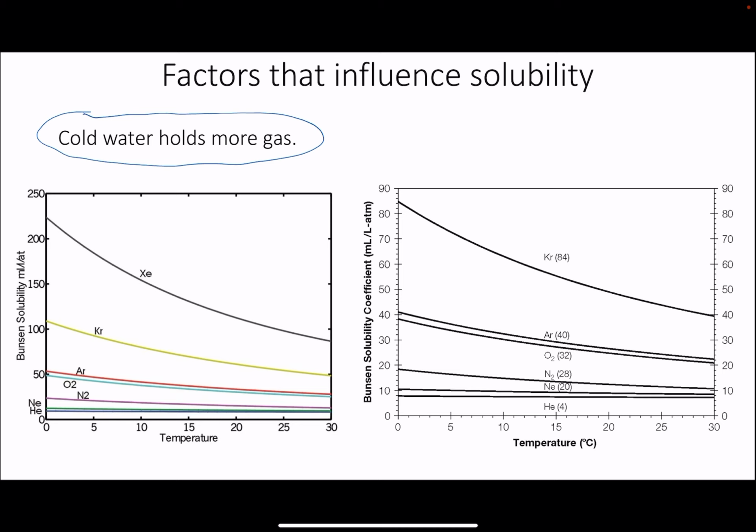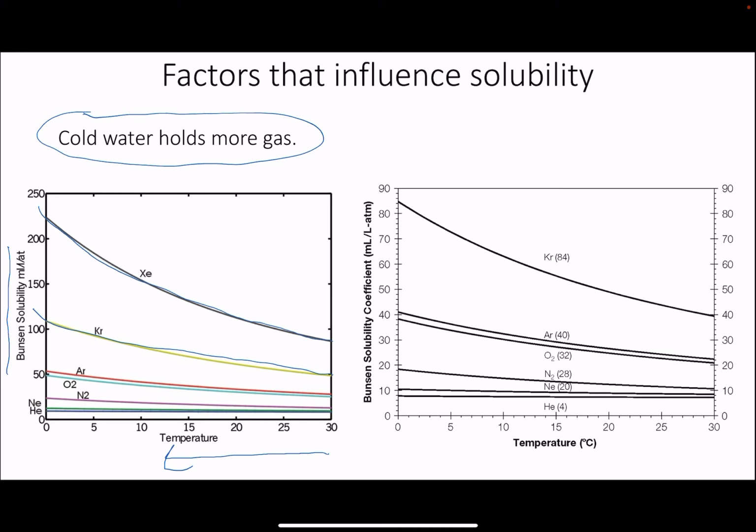So what does that mean? On this plot on the left, we're looking at the solubility of a gas, and this is the Bunsen solubility, but essentially you can just think of it as a general solubility term. So higher solubility means more of the gas gets dissolved. And if you look on the x-axis, we have temperature. So as you move towards the left, meaning as the water gets colder, you can see the solubilities all get higher. These lines slope up for every single one of these gases. So as the water's colder, it's capable of holding more gas. So there's a higher solubility.